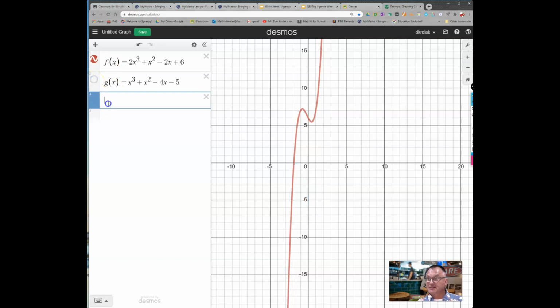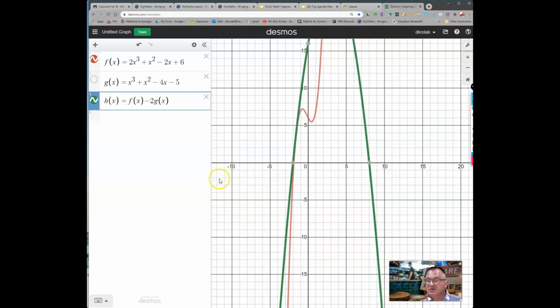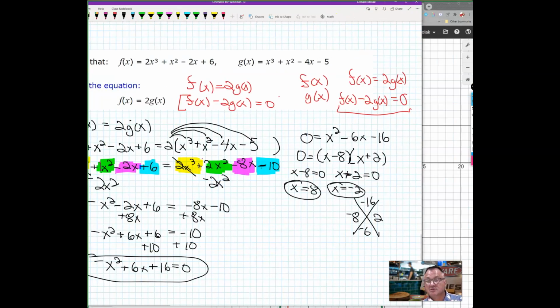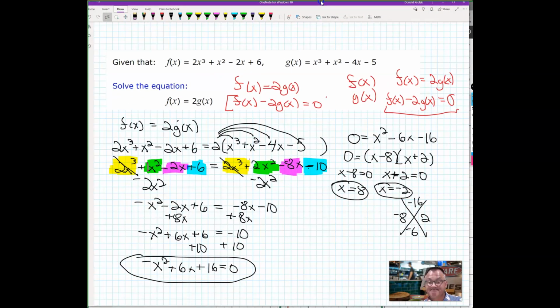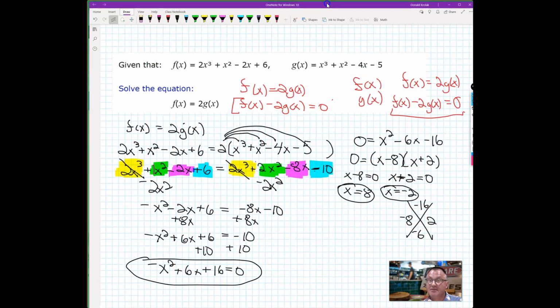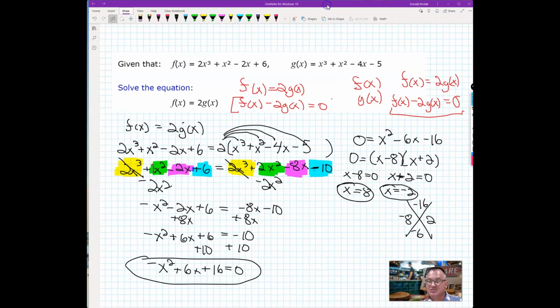So on my next line, I set up a third equation here, and I'm going to say I want to know where this is equal to 2g of x. Where does this equation equal 0? Where is this a 0? And you can see, so I could solve it graphically as opposed to algebraically. All right, and that's function notation.